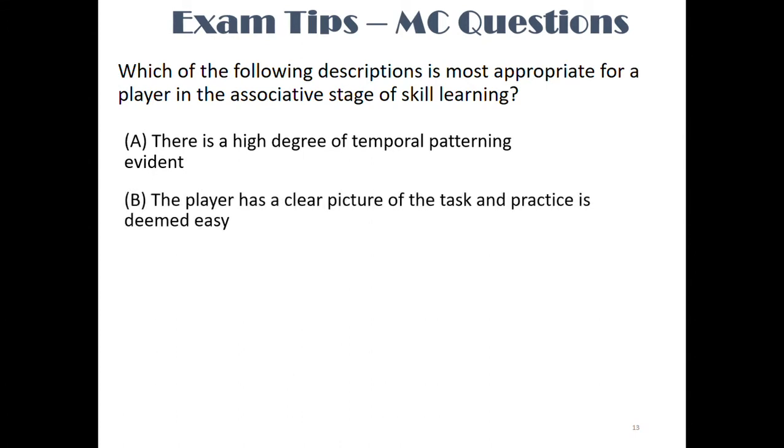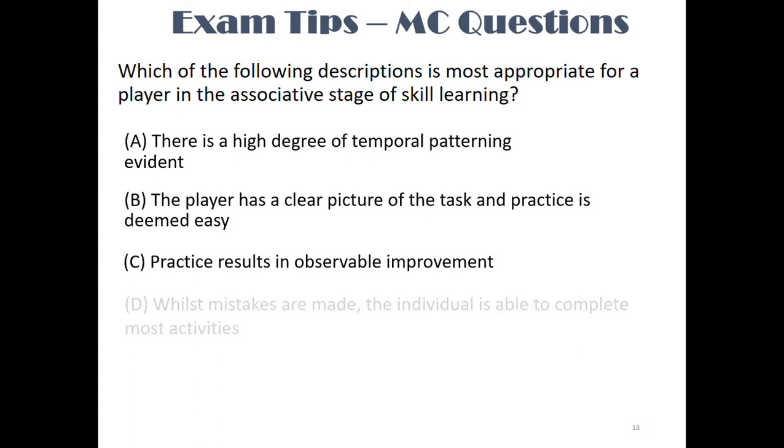B, the player has a clear picture of the task and practice is deemed easy. That's not quite right either, because practice should never be deemed easy. If it's too easy, they're autonomous. C, practice results in observable improvement. What they're saying here is that the mistakes are made, they're still evident, but there is much more improvement made. That sounds much more like the associative stage. And D is whilst mistakes are made, the individual is able to complete most activities.